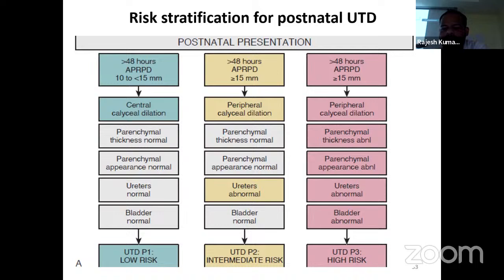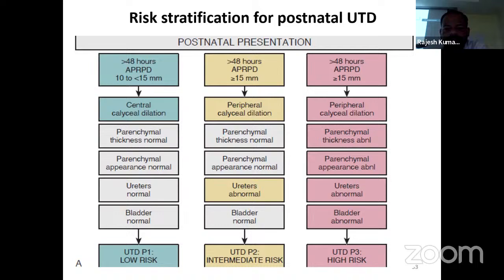It is categorized into the intermediate risk group when the postnatal presentation is anterior posterior renal pelvis diameter of more than 15 mm with peripheral calyceal dilatation and abnormalities in the ureter, while the kidney and bladder are normal. And the high risk group presentation is when anterior posterior diameter is more than 15 mm, with peripheral calyceal dilatation and parenchymal thickness, and ureter and bladder abnormality also present.